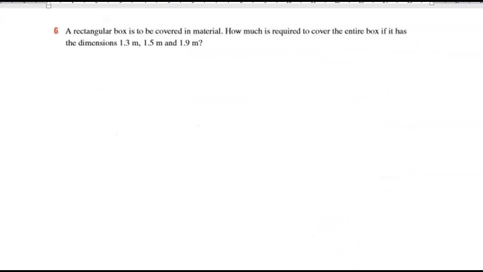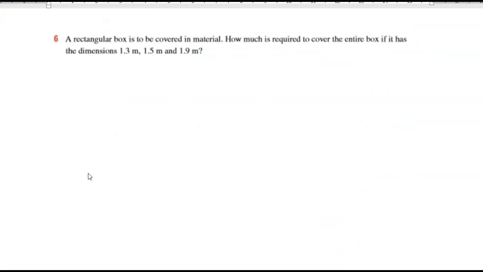All right, moving on to question 6. I added this question in because it's a problem and there's no diagram. So diagram questions are always hard if you're not given a diagram. So here we've got a rectangular box. Doesn't matter what else is happening. Let's deal with this rectangular box first.